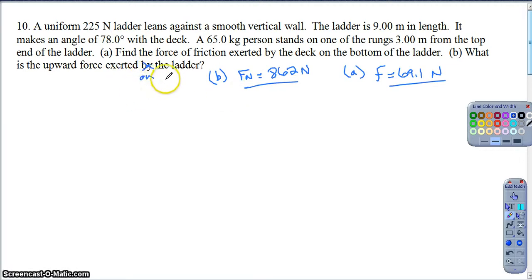So in this case, one of the few times where English does matter. You can document me on having said that, but anyway, we do want to make sure we correct that. We're looking for the normal force on the ladder. And let's actually just start with part B.